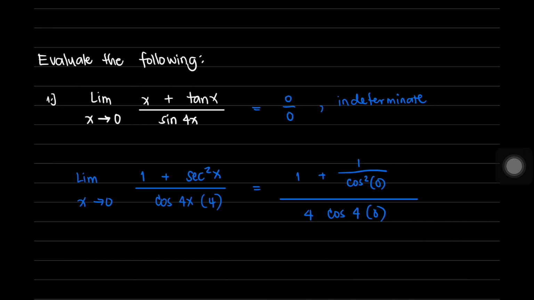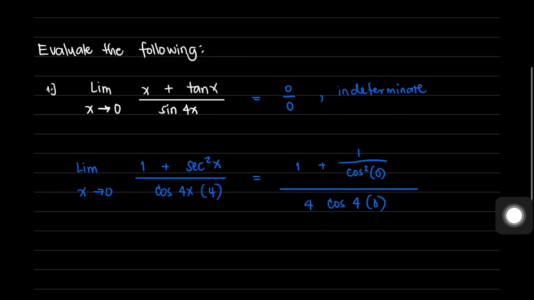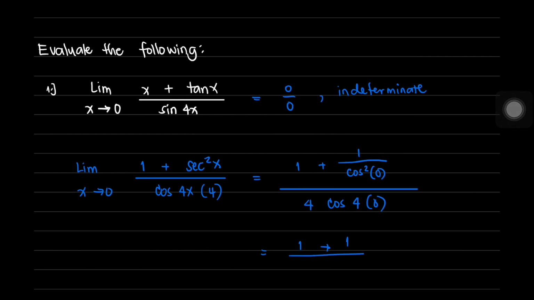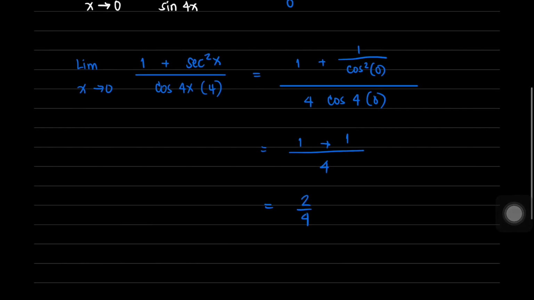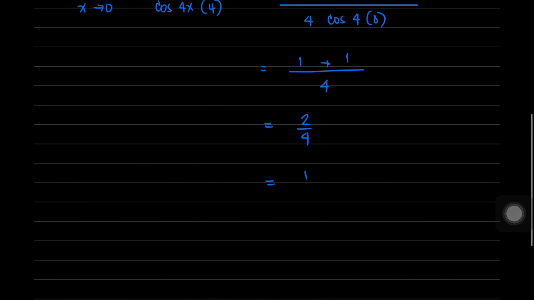So evaluating this one, we have 1 plus 1 over cosine squared of 0, which is 1 over 1, so this is basically equal to 1 plus 1, all over 4 multiplied by cosine of 4 times 0, and this is cosine of 0, and cosine of 0 is also equal to 1, so that's equal to 4. And simplifying this one, we now have 2 over 4, or this is equal to 1/2.